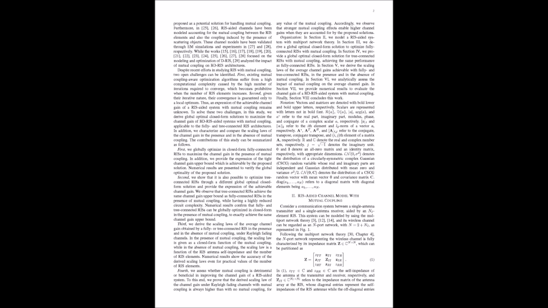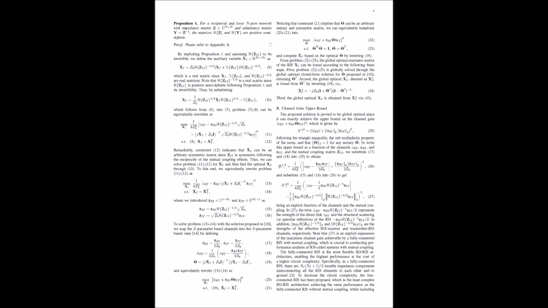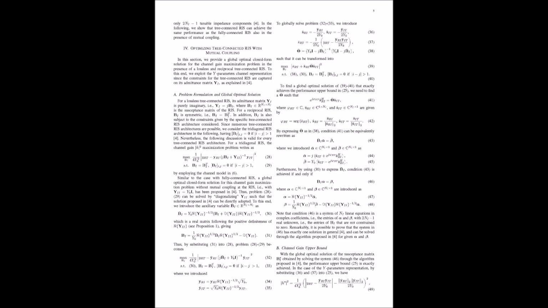I see. Equations 3, 4, and 5 define the admittance matrix Y and all its submatrices. And they mirror the structure of the impedance matrix. All right, so they're similar in structure. Yes, just different perspectives. Got it. And then equation 6 gives us the channel, but this time in terms of the Y parameters. Right, which is more convenient for analyzing the tree-connected RIS.